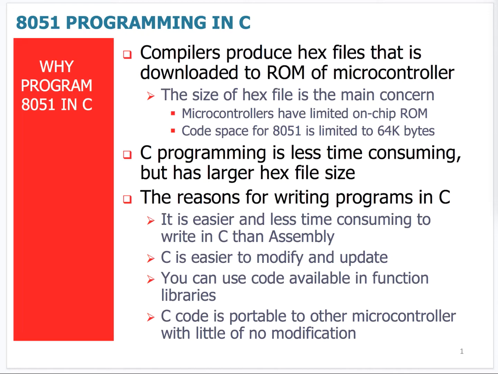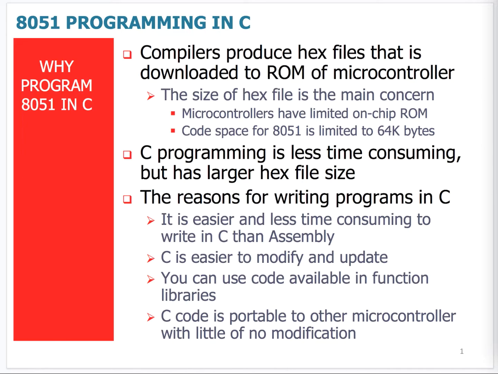Let's start. Why program in C? Compilers produce hex files that are downloaded to the ROM of the microcontroller. The size of the hex file is the main concern. Microcontrollers have limited on-chip ROM code space because the 8051 is limited to 64 kilobytes. C programming is less time-consuming, but has a larger hex file size.